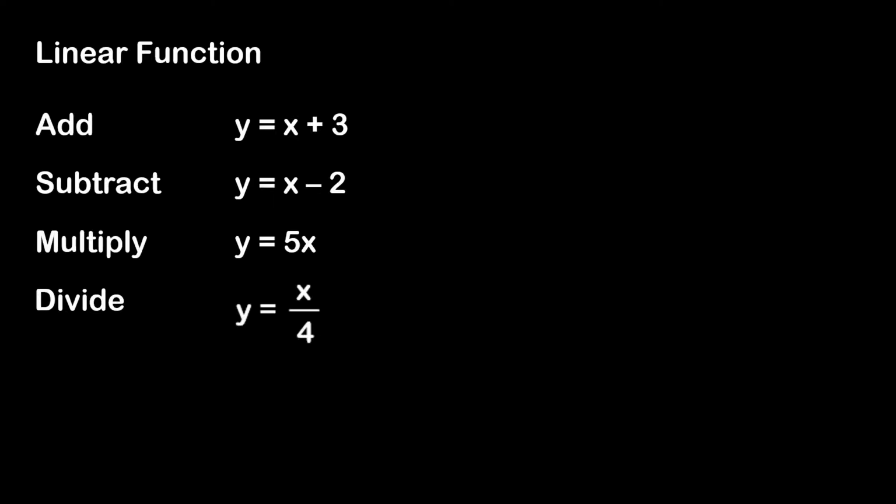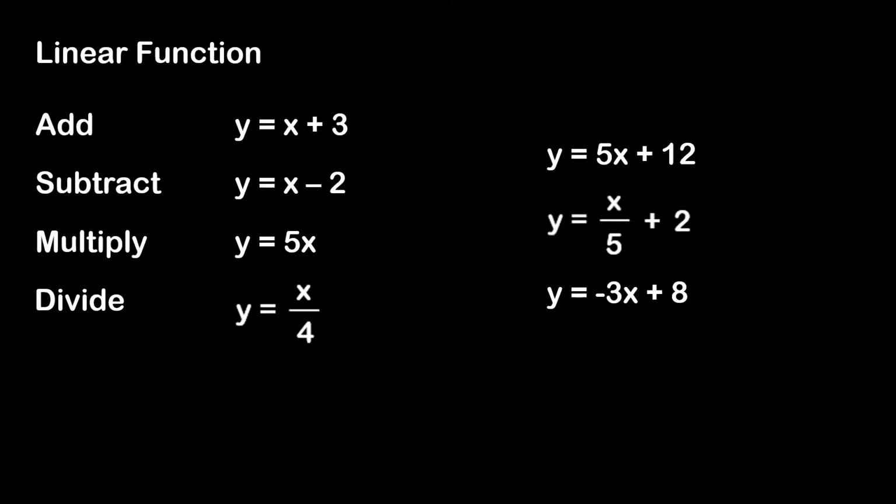And we don't have to use only one of those operations. We could use 2 or more of them at the same time. For example, y is 5x plus 12 is okay. We're multiplying x by 5 and adding 12, so we're using the operations of multiplication and addition. We could create another one such as y is x divided by 5 plus 2. That's fine because we're simply dividing x by a number and then adding 2. And we could also create a function here, y is negative 3x plus 8. That is also okay because we're just multiplying x by negative 3 and adding 8. So as long as we make a point of sticking to those 4 operations, we're good.